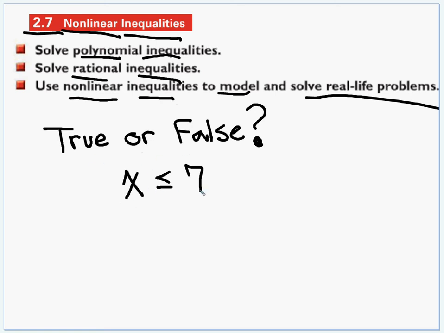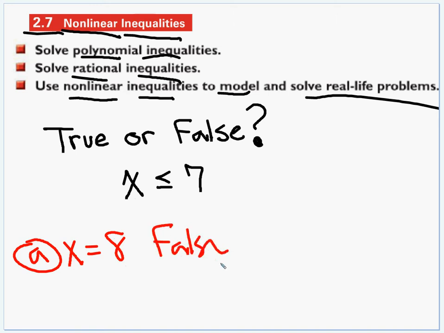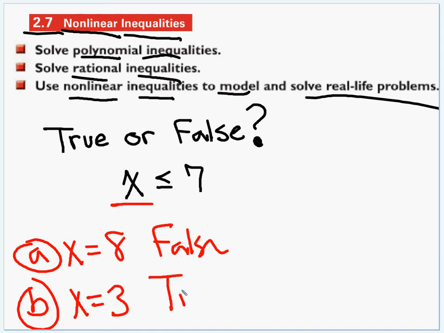True or false, x is less than or equal to 7. So if I gave you, like for A, let's say x is equal to 8, is that statement true or false? Is 8 less than or equal to 7? No, that would be false. What if I said x equals 3? Is 3 less than or equal to 7? Well, that would be true.